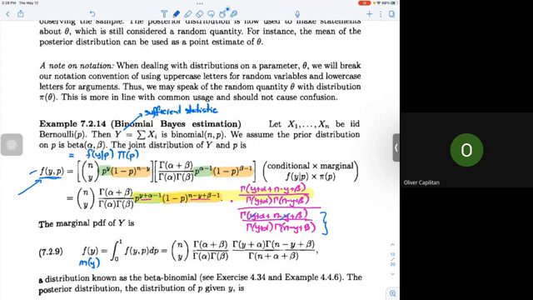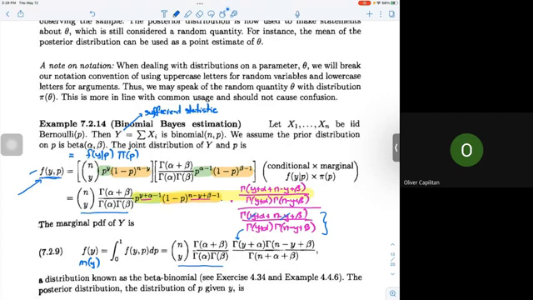So what was above has now moved to the numerator. In the denominator, we now have n plus alpha plus beta. Something remains still. That's why we have that. Okay, so we have a beta binomial distribution for the marginal PDF of y.